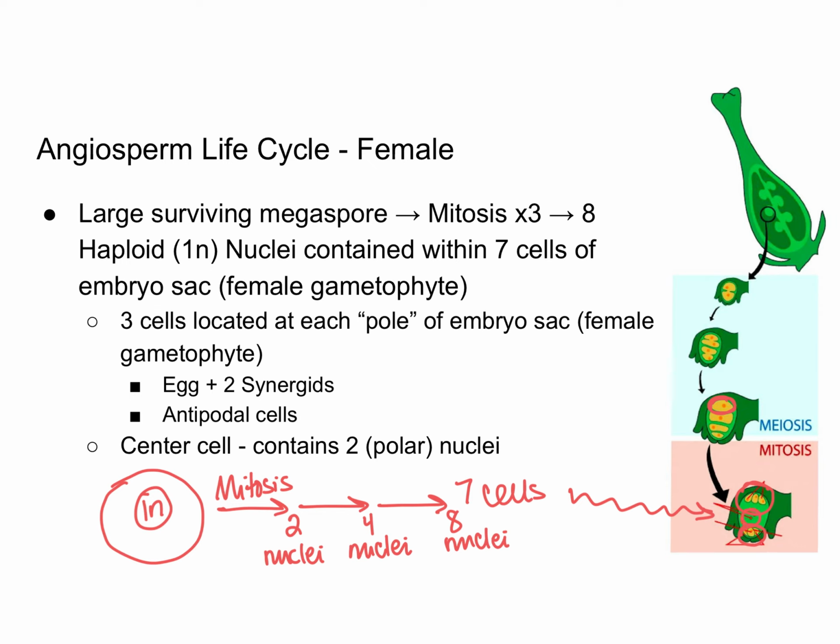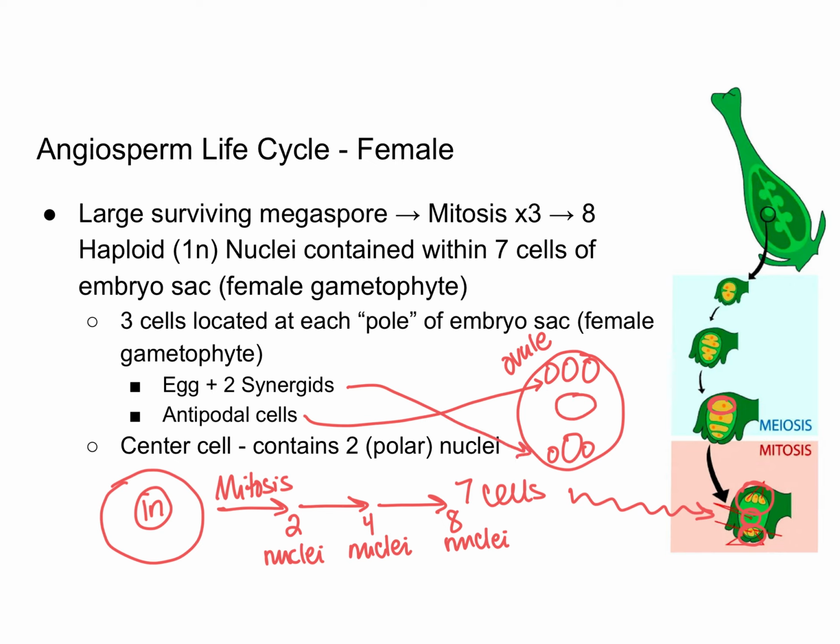So essentially what we end up with is this ovule that is going to have 3 antipodal cells on one end, an egg cell with 2 synergids, and then a center cell that is going to have 2 nuclei in it. So each one of these cells has a nucleus, and then the one in the middle has 2 nuclei.